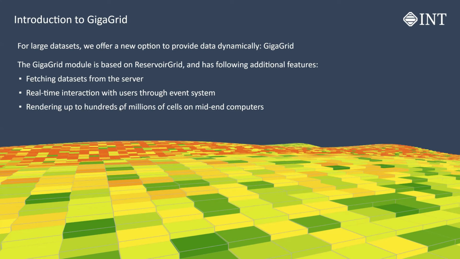And we have an event system. We will explain this later, and I will show you how you can get real-time interaction with this object. As a result, it can render up to hundreds of millions of cells on mid-end computers. So it's a very big improvement from the regular ReservoirGrid.